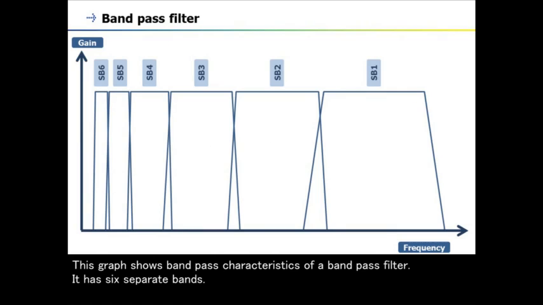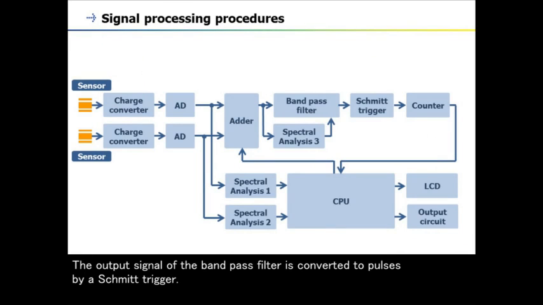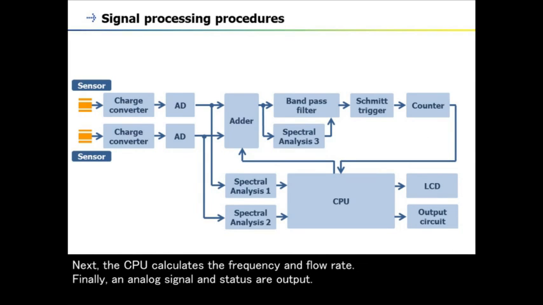This graph shows band-pass characteristics of a band-pass filter. It has 6 separate bands. The output signal of the band-pass filter is converted to pulses by a Schmidt trigger. Next, the CPU calculates the frequency and flow rate. Finally, an analog signal and status are output.